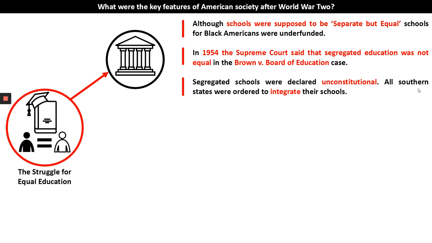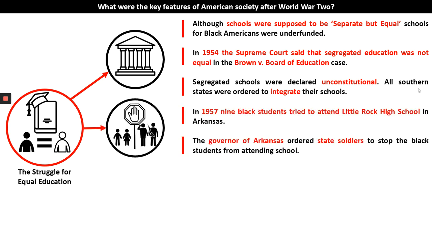Now, there was a slight issue with the Supreme Court case and the decision. The Supreme Court asked the southern states to desegregate with all deliberate speed. And that basically meant that there was no deadline for desegregation. And so in a lot of the southern states, they really, really slowly started to integrate their schools, or some just chose to ignore the ruling by the Supreme Court completely. But at least there was now something in writing that said that separate but equal and segregation was unconstitutional.